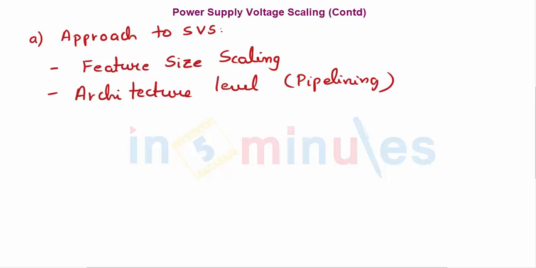So the approach to static voltage scaling is what we'll discuss. The first approach is feature size scaling. As we know, the technology is scaling down, right? The length of my channel is getting reduced. We have also studied scaling in detail previously. With the technology scaling down, the processes are improving, the width, the length, the supply voltages and the terminal voltages are being scaled down. We know that when VDD is scaled down, our dynamic power dissipation will reduce.